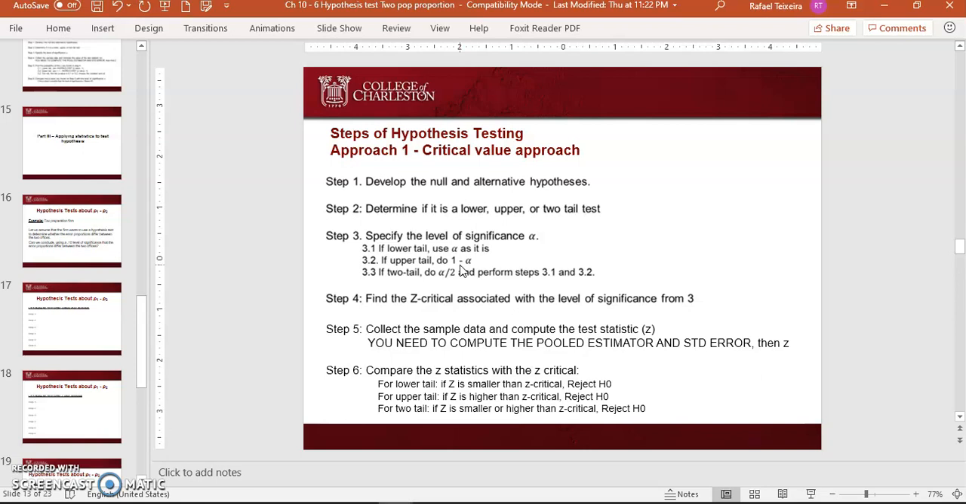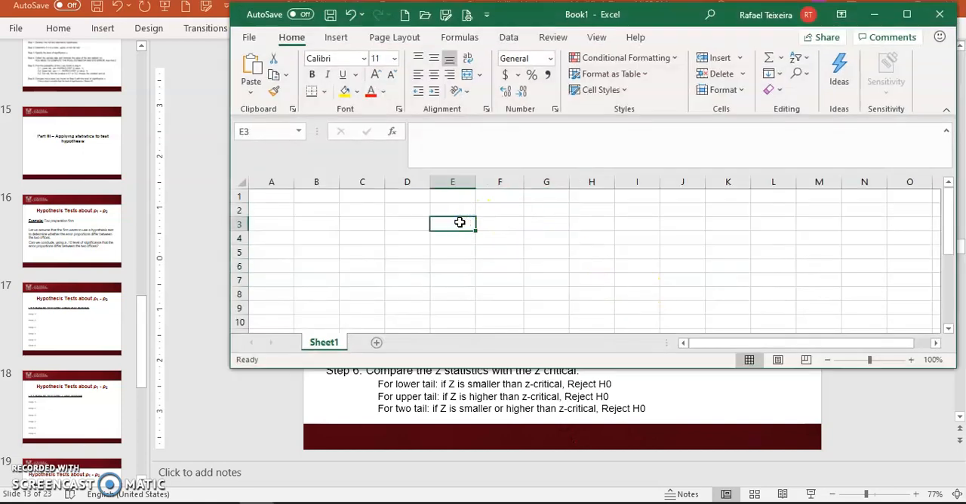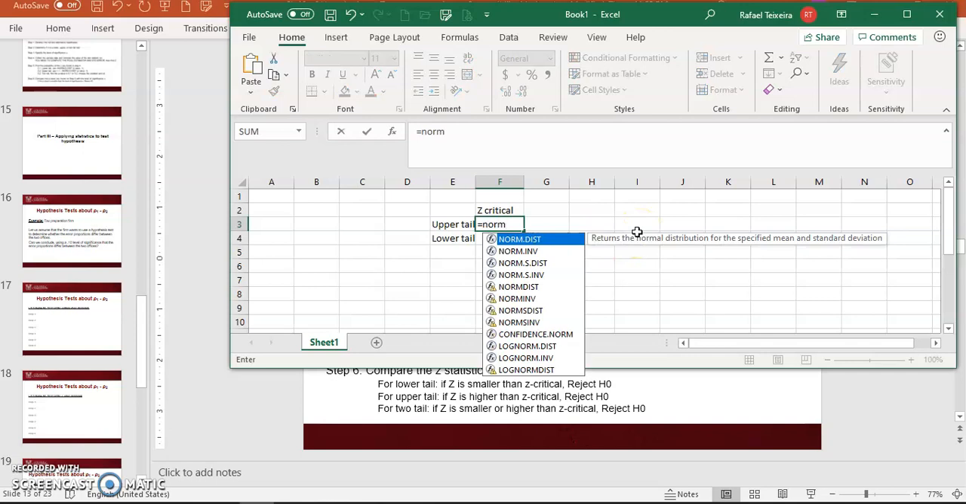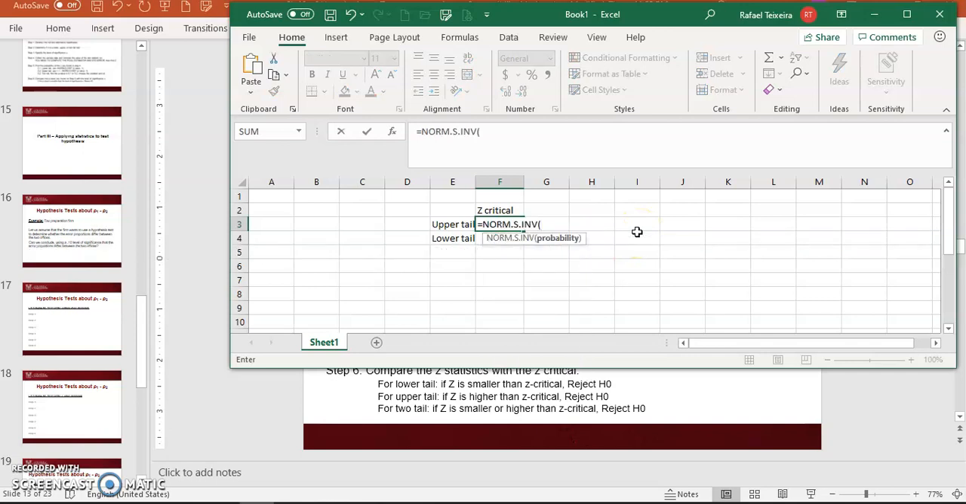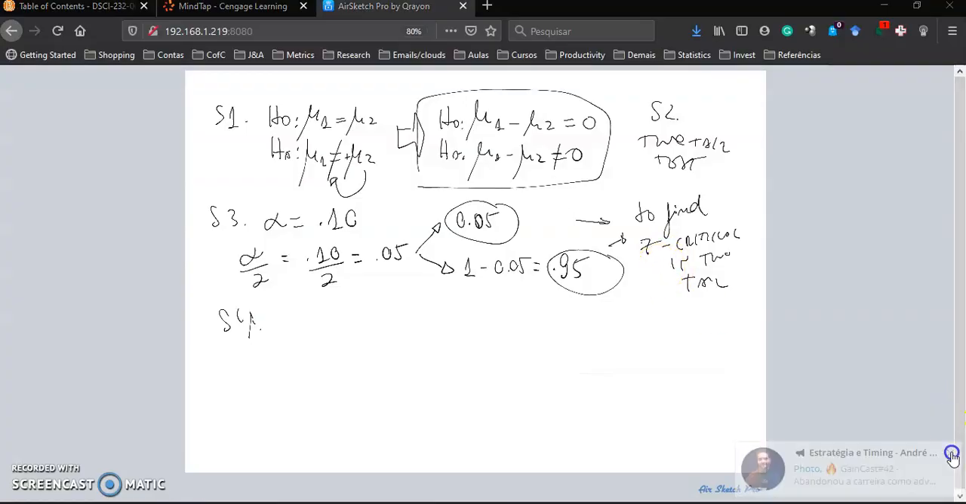Okay. So step number 4 is find the z critical. Okay, find the z critical. So I'm going to use Excel to show you how to find the z critical. So we have the z critical in the upper tail, and the z critical in the lower tail. So the z critical is equal to NORM.S.INV, and the probability is this first probability here, this upper tail probability.